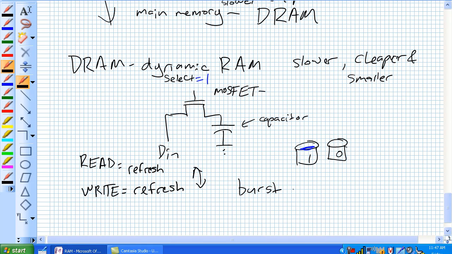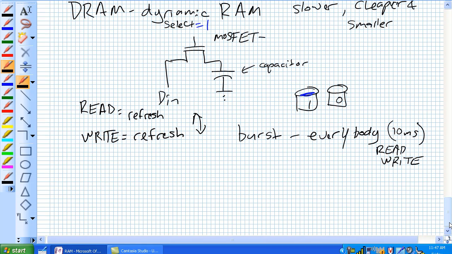There's a burst refresh, which gets everybody. Every 10 milliseconds, the whole thing is refreshed. That's everybody. And every 10 milliseconds, though, those reads and writes are disabled. You can't read and write while you're refreshing. And then there's this thing called distributed scheme, distributed refresh.